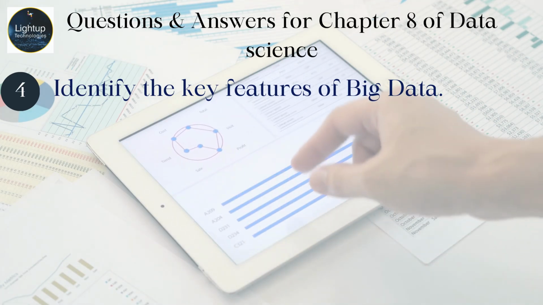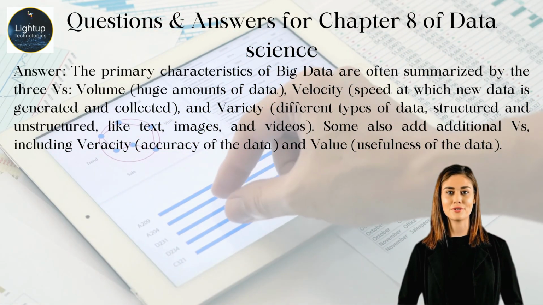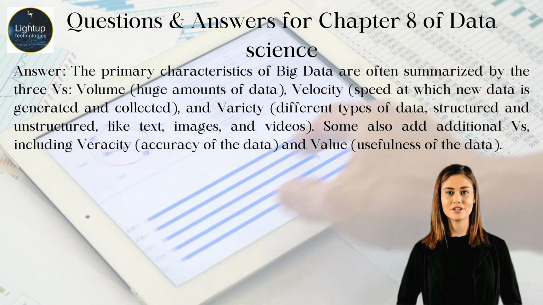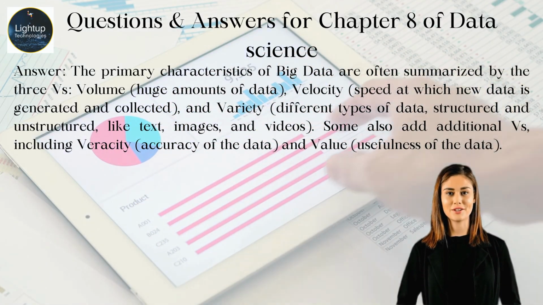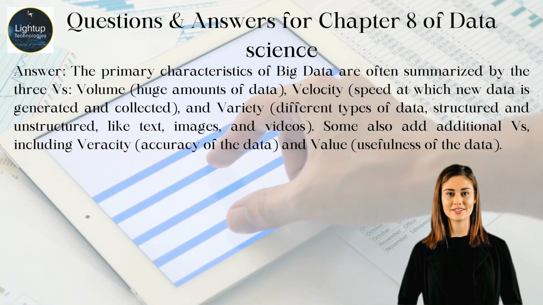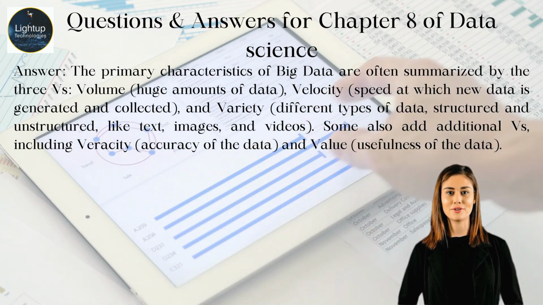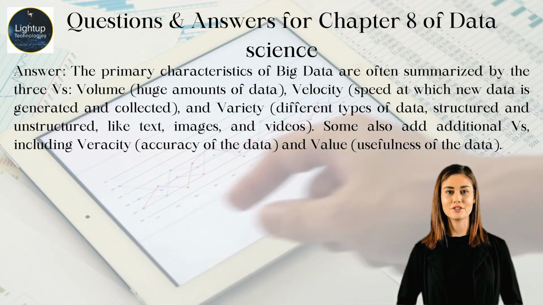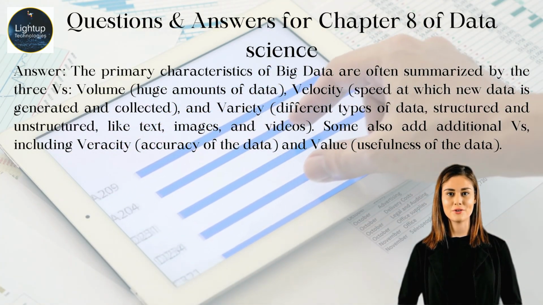Identify the key features of big data. The primary characteristics of big data are often summarized by the three V's: volume, huge amounts of data; velocity, speed at which new data is generated and collected; and variety, different types of data, structured and unstructured, like text, images, and videos. Some also add additional V's, including veracity, accuracy of the data, and value, usefulness of the data.